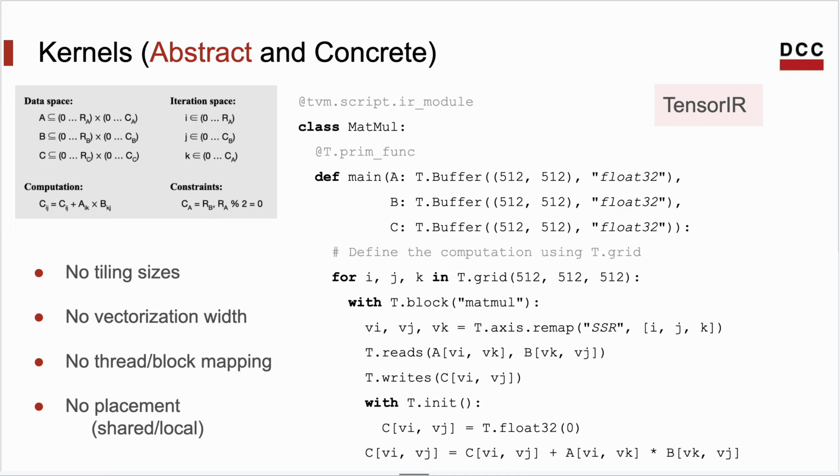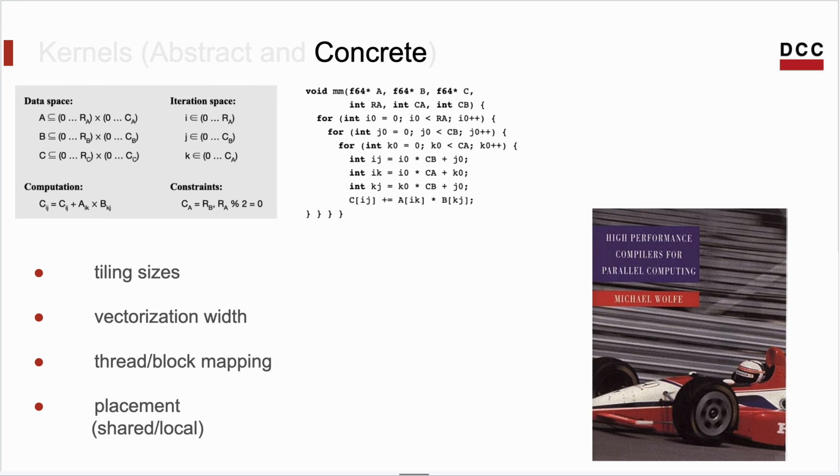It does not really talk about many aspects of an efficient kernel implementation, such as tiling sizes, vector widths, thread mappings, memory placement, and such. Finding these parameters is the job of the autotuner. So the autotuner takes a kernel representation in Tensor IR and produces a concrete version of it.